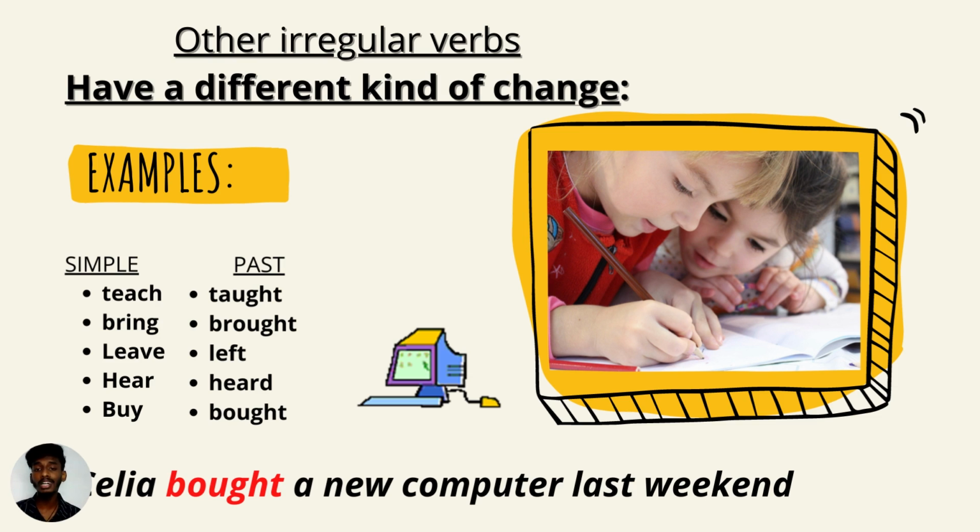So how do we form a sentence using these irregular verbs? Let us see. Celia bought a new computer last week, because the incident happened last week. So the word buy changed into bought. This is how we use irregular verbs in the past tense, and this is how we construct a sentence using irregular verbs in the past tense.